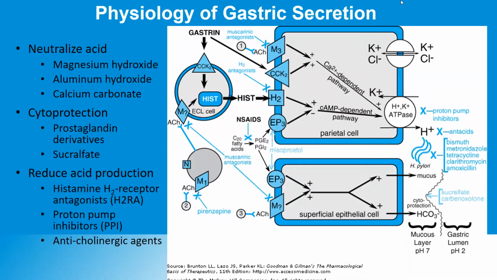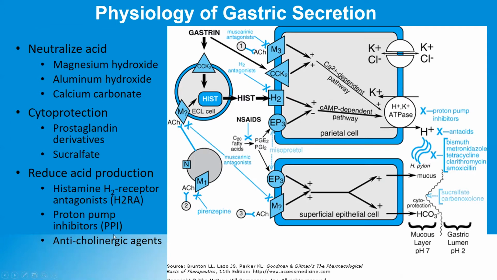This slide tells us about the physiology of gastric secretion as well as how our medications to suppress acid work. Remember, the parietal cell actually pumps out hydrogen, which is the major way to produce acid. And there are acid neutralizers: magnesium hydroxide, aluminum hydroxide, calcium carbonate. There are cytoprotective agents which work on the mucus layer to protect our stomachs from acid. And then there are those medications that reduce acid production. And this is the focus of my talk.